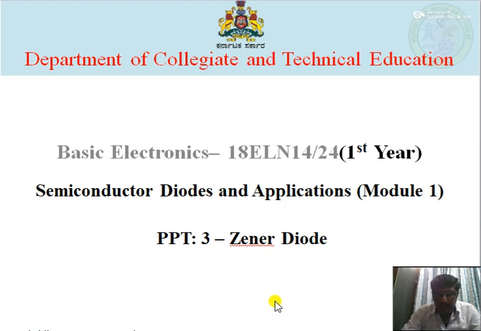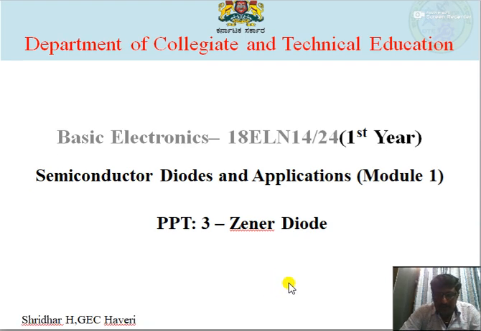As you already know from session 2, that is diode biasing, a diode will always be biased either in the forward direction or in the reverse direction. The diode is active in only one direction, that is forward, and there will be no flow of current in the reverse direction. To overcome this, we go for the Zener diode.